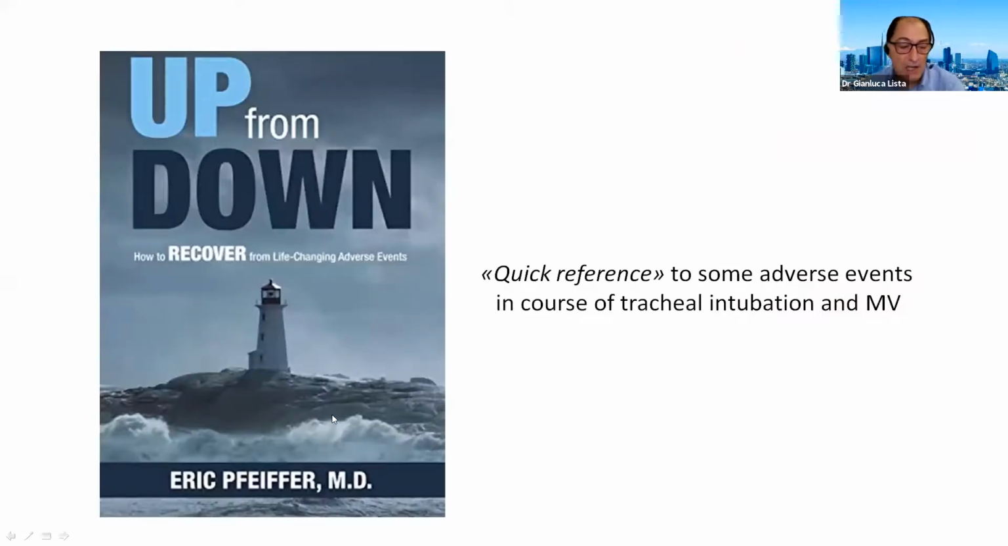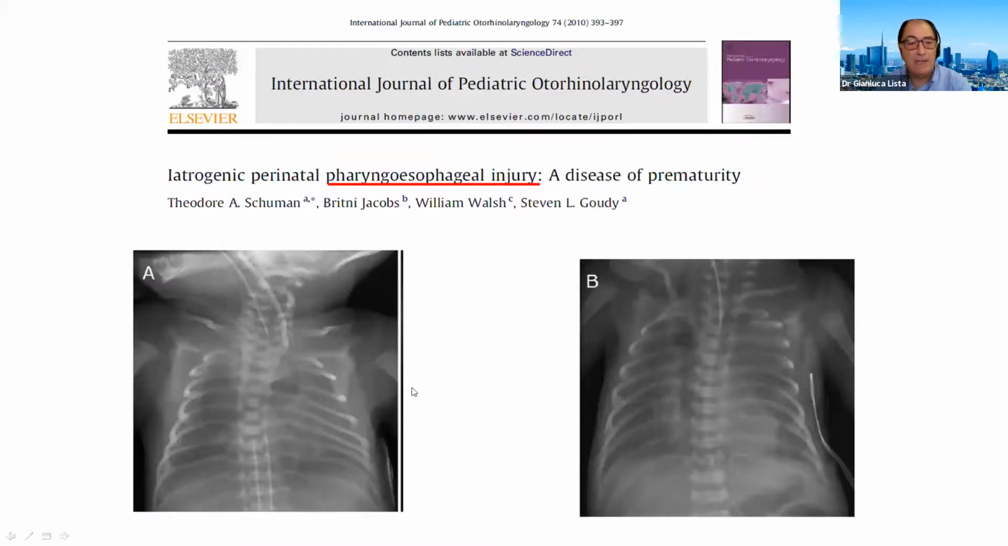So finally, I want to give you some quick reference to some adverse events that can occur during tracheal intubation and mechanical ventilation. When you try to intubate the baby, you can induce damage of the upper airway. For example, in the pharynx or the esophagus, you can induce a pharyngeal esophageal injury, like in this baby with a pneumomediastinum, with an important air leak.